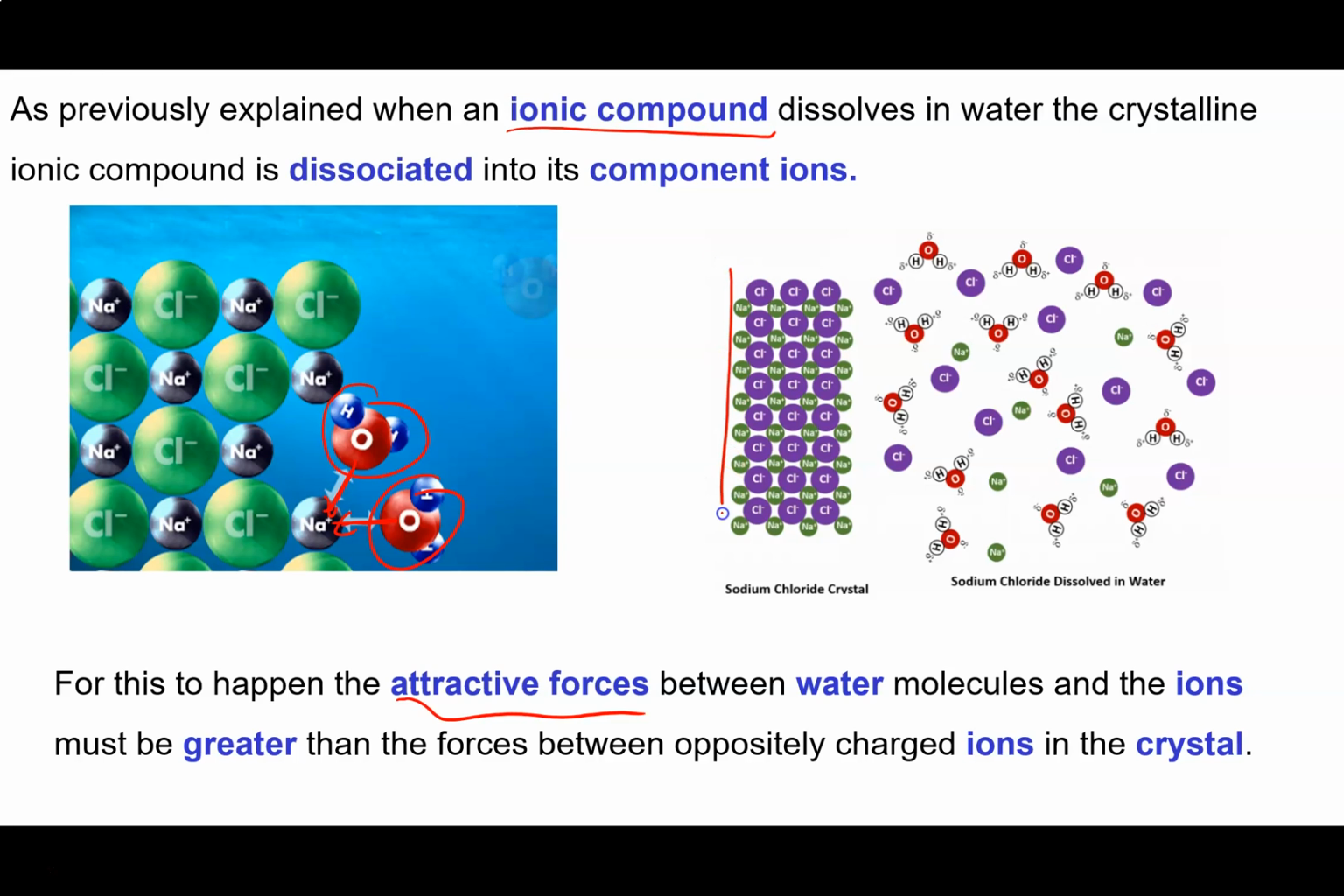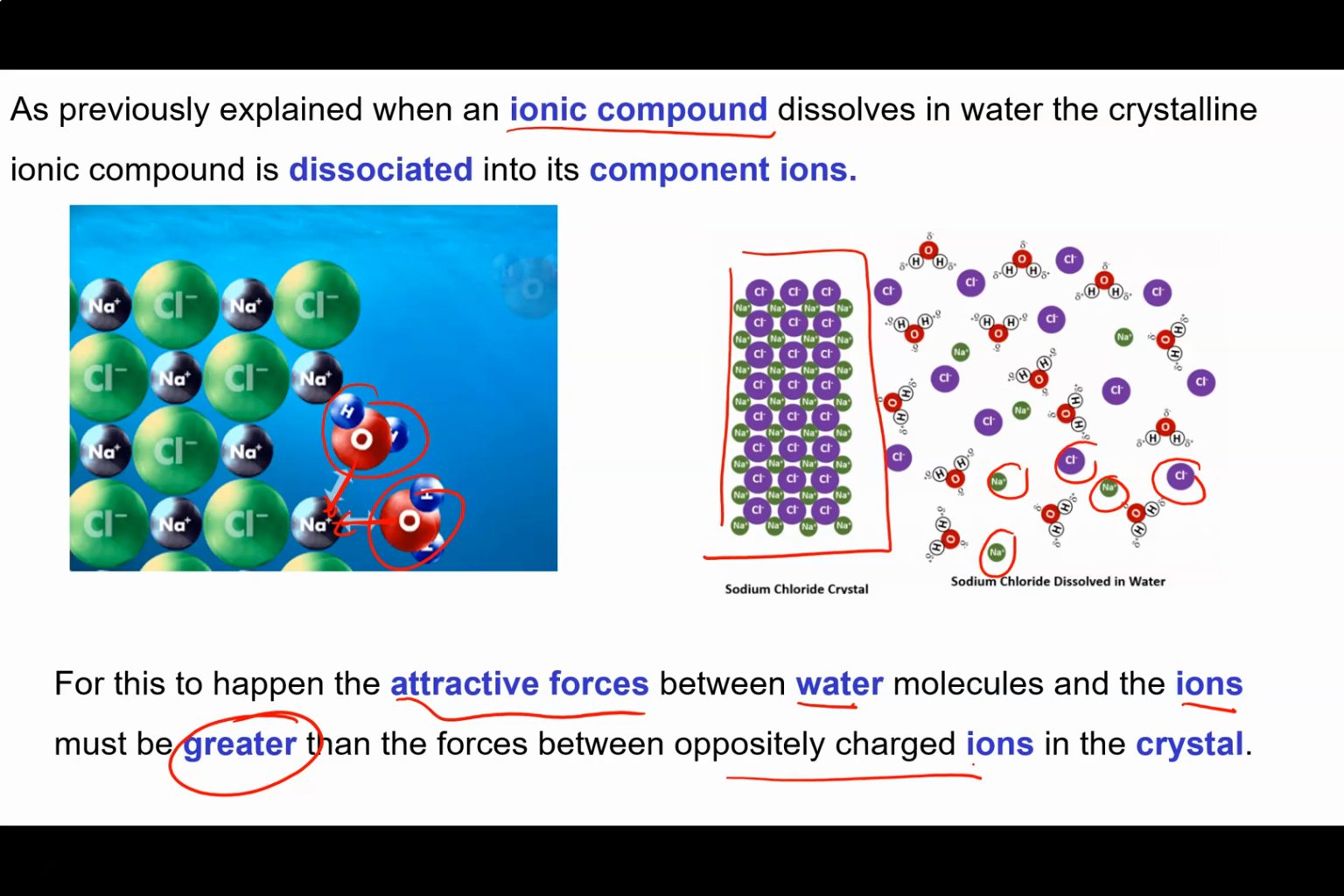So what's going to happen is we're going to go from a crystalline ionic compound where all of the ions are tightly bound to one another to a solution where we have the ions dispersed throughout the water, and we've got individual ions with water molecules in between them. Now this is only going to happen if the attractive forces between the water molecules and the ions are greater than the forces between the oppositely charged ions that hold them together in the crystal. So that force ripping the crystal apart has to exceed the force that's holding the crystal together.